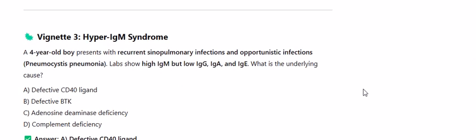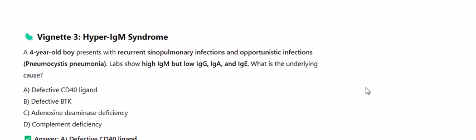A 4-year-old boy presents with recurrent sinopulmonary infections and opportunistic infections, Pneumocystis pneumonia. Labs show high IgM but low IgG, IgA, and IgE. What is the underlying cause? A. Defective CD40 ligand. B. Defective BTK. C. Adenosine deaminase deficiency. D. Complement deficiency. Answer A.